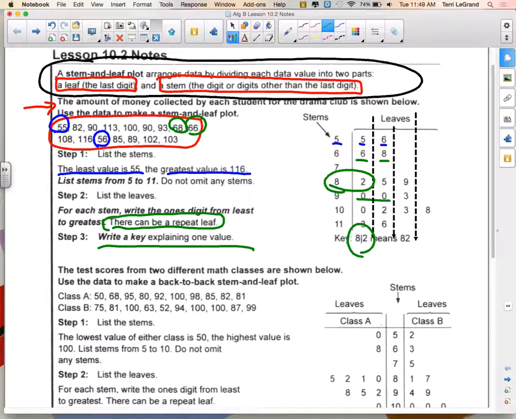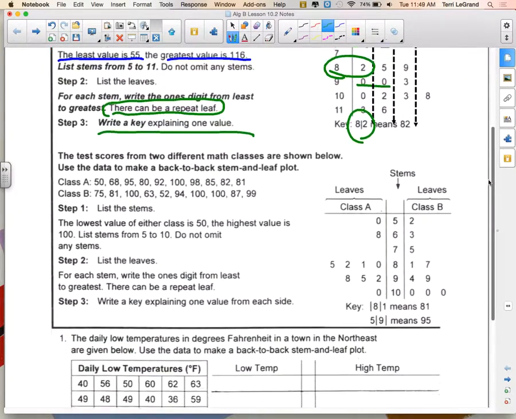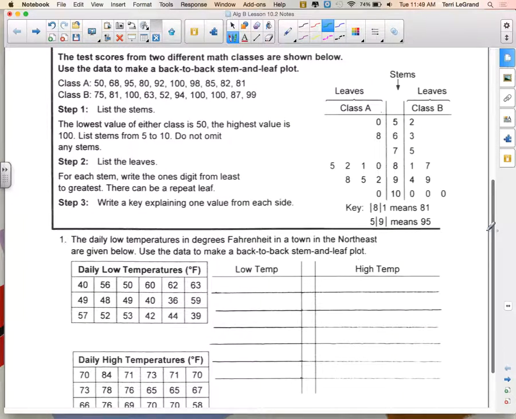Okay, then the other thing that we are going to look at is, well, what if we have to make a back-to-back stem and leaf plot? What if they give us 2 data sets? Like this one, the test scores from 2 different math classes are shown below. Class A and Class B.